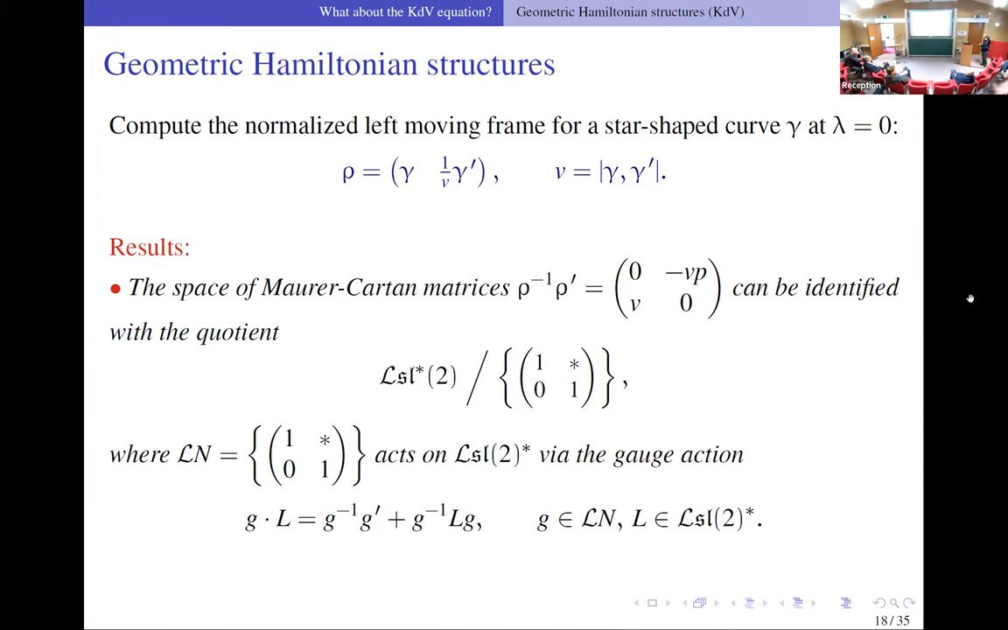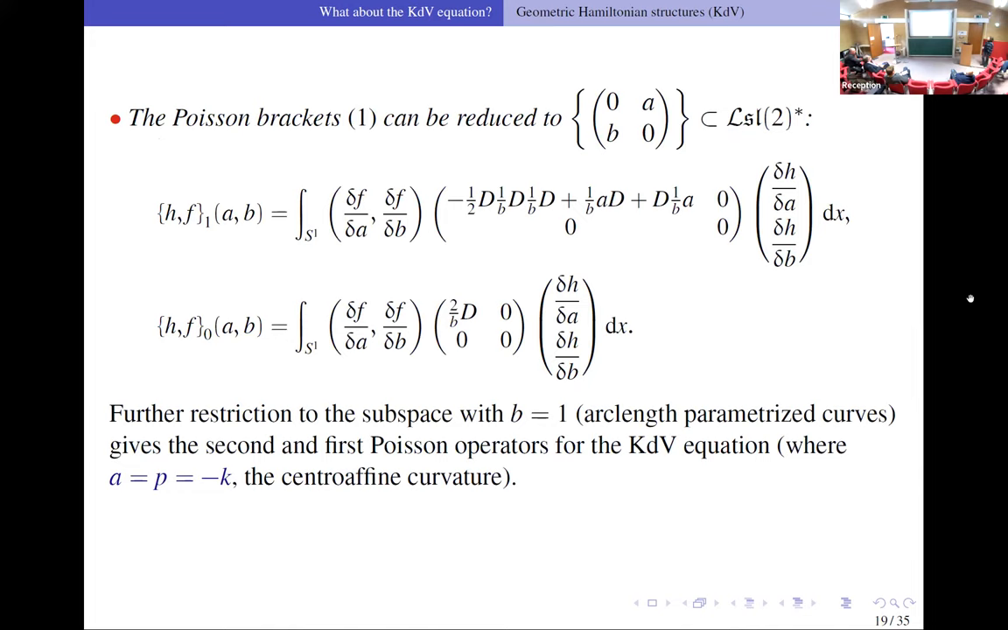If we do that and we reduce the Gelfand-Dickey Poisson brackets, no surprise, we are going to get the first and second Poisson operators for the flow. So in that sense, again, there is a preservation of bi-Hamiltonian structure, which we can get geometrically from a master pair of Poisson brackets.